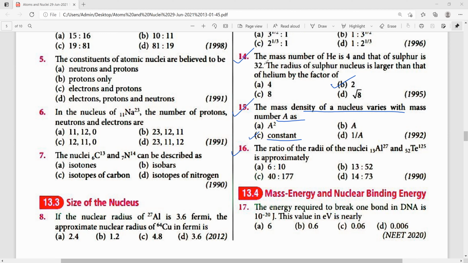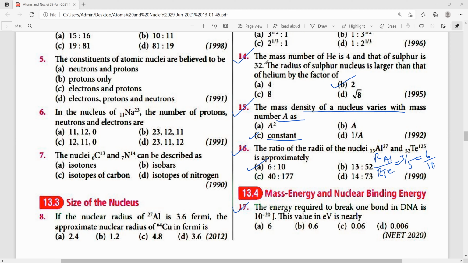Next, 16th one. The ratio of radii of nuclei AL and TE is approximately in the ratio of 6 is to 10, 40 is to 177, 13 is to 52, and 14 is to 73, they have given. Here, RAL divided by RTE, we are getting as 3 by 5, which is equal to 6 by 10. Therefore, the first one is the right answer.